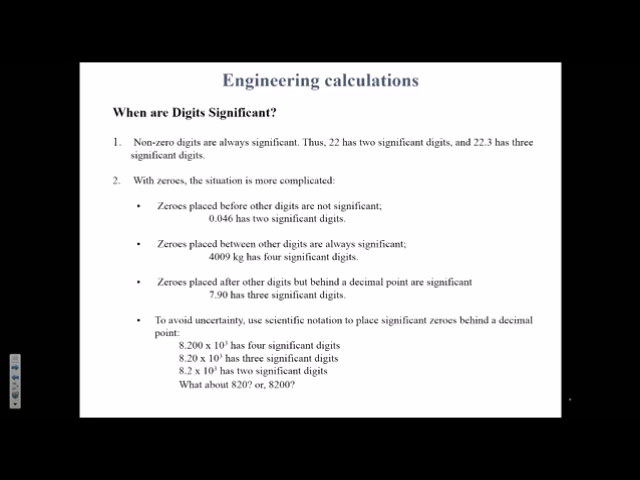8200, again, we don't know if these 2 zeros are significant or not. We do know that 8 and 2, those 2 numbers are significant, but the last 2 zeros, we don't know. It's ambiguous. So whenever you're in a situation like this, if you use the scientific notation, you won't run into these ambiguity problems.